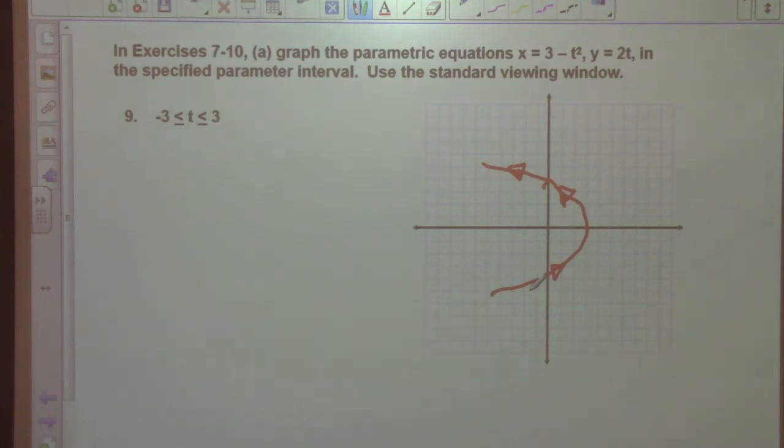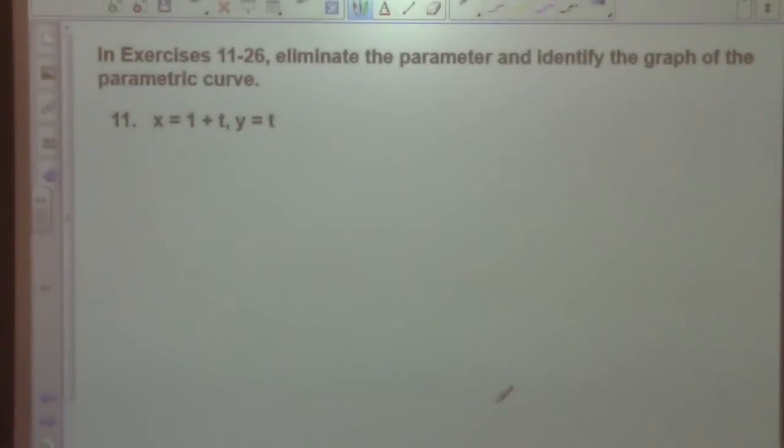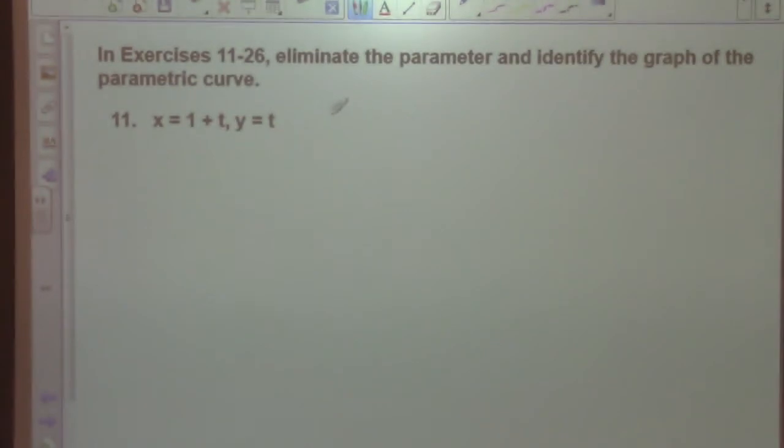Now we're to a new set, starting with problem 11 and 11 through 18. It says eliminate the parameter and identify the graph of the parametric curve. And so this exercise set really introduces a little bit of vocabulary, doesn't it? So let's talk about parameter. What does parameter mean? Parameter equals what?